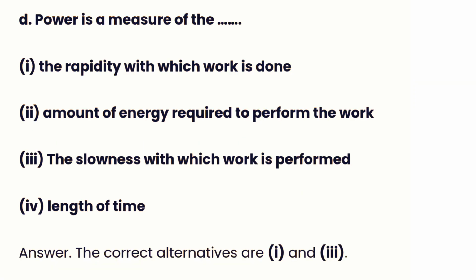D. Power is a measure of the 1. The rapidity with which work is done. 2. Amount of energy required to perform the work. 3. The slowness with which work is performed. 4. Length of time. Answer. The correct alternatives are 1 and 3.